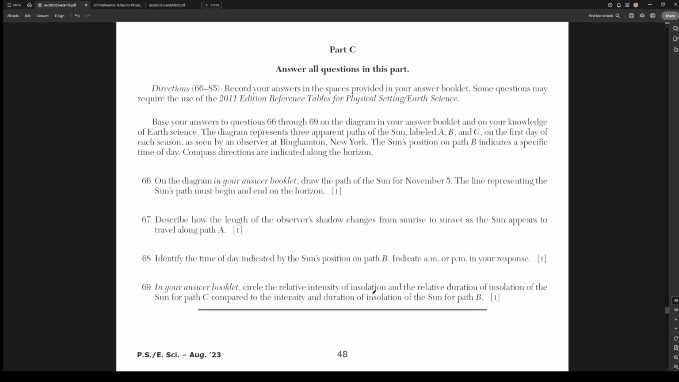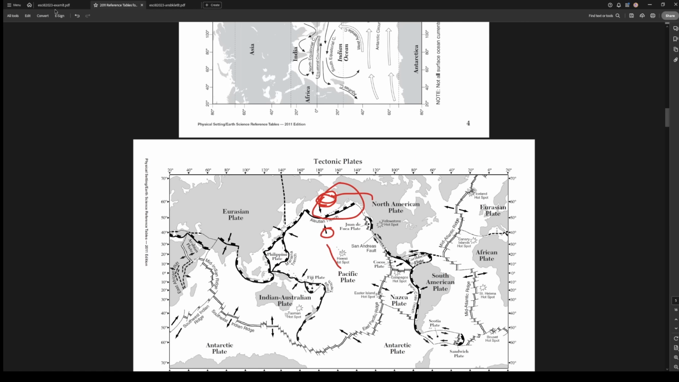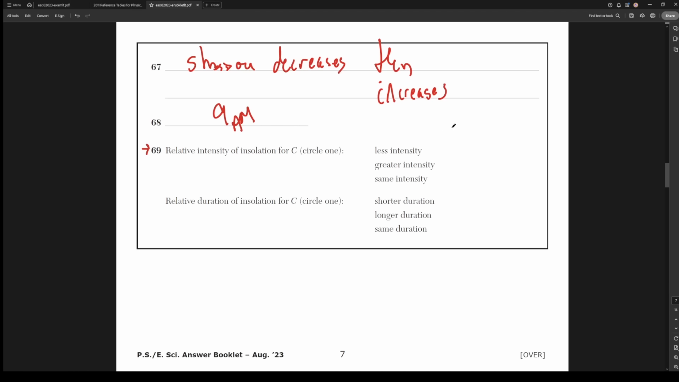Okay. Next question. Circle the relative intensity of insolation and duration of insolation of the sun for path C compared to path B. So let's see. Path C is going to be a lower duration and lower insolation because it's wintertime, so it's colder and shorter days. So less intense sun, shorter duration.